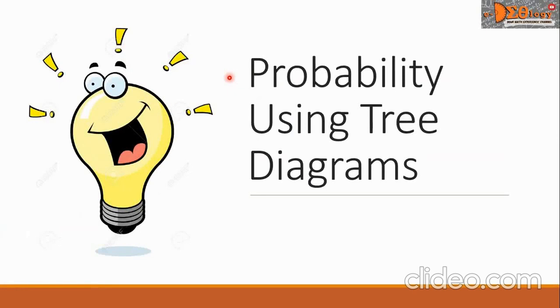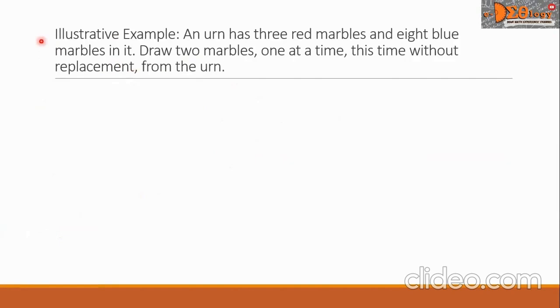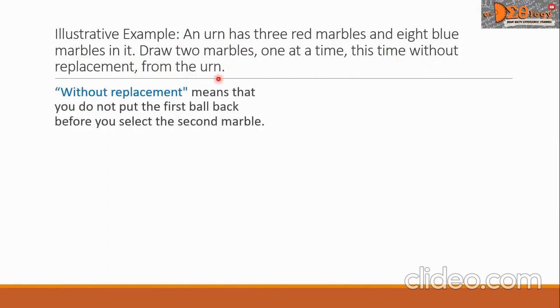Let's go now to probability using tree diagrams. Let us have an illustrative example. An urn has 3 red marbles and 8 blue marbles in it. Draw 2 marbles, one at a time, this time without replacement from the urn. Without replacement means that you do not put the first ball back before you select the second marble.